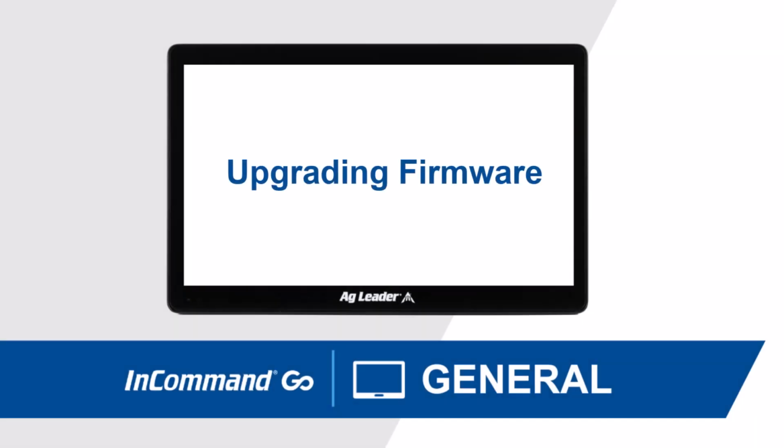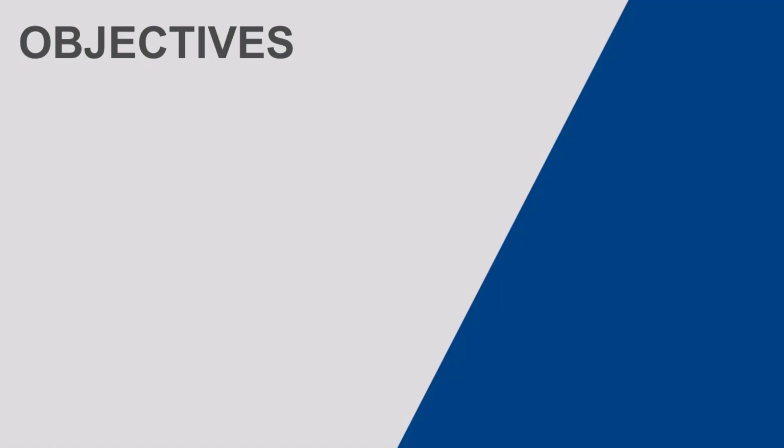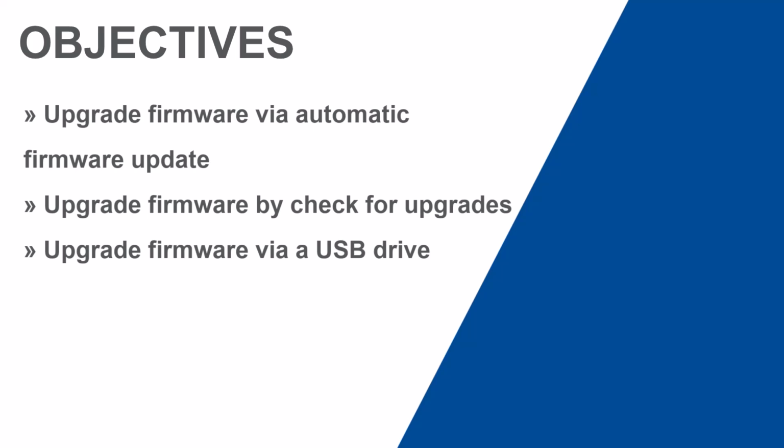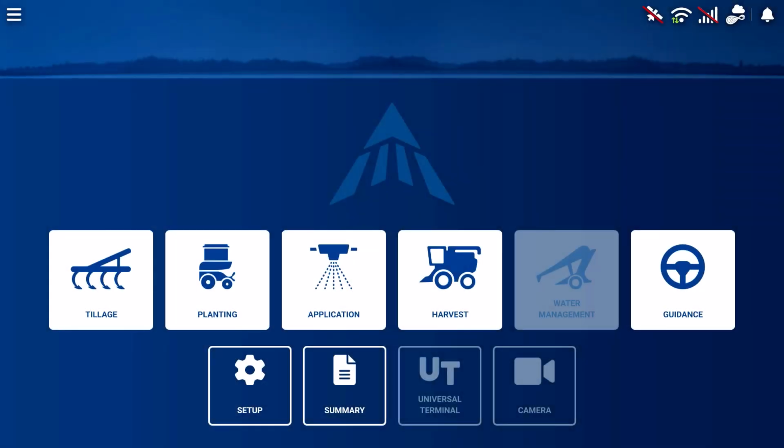In this tutorial, you will learn how to upgrade firmware on the InCommand Go display. This ensures you have all the latest features and enhancements to get the most of your Ag Leader investments. There are 3 methods to be able to update your display firmware.